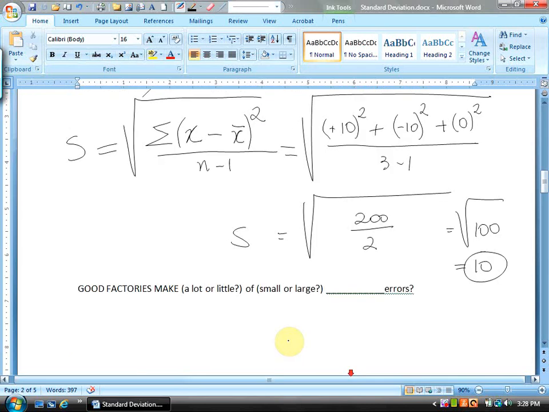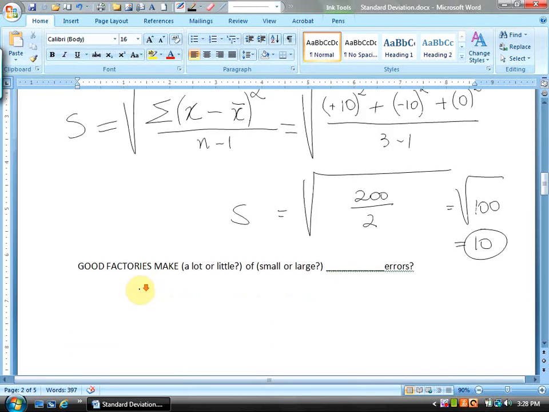Now, let's take a look at this example here. Cookies, good factories. Do they make a lot or a little errors? Well, it's a factory, they work day and night, and they work non-stop, so we guess they make a lot of stuff there, so they make a lot of errors. But are the errors large or small? Well, they're good factories, so they make a lot of small errors. Okay, very important to keep this in mind, that good factories make a lot of small errors.